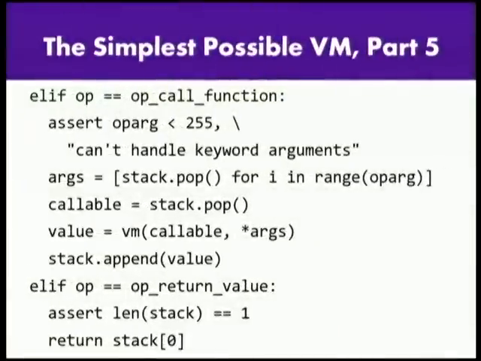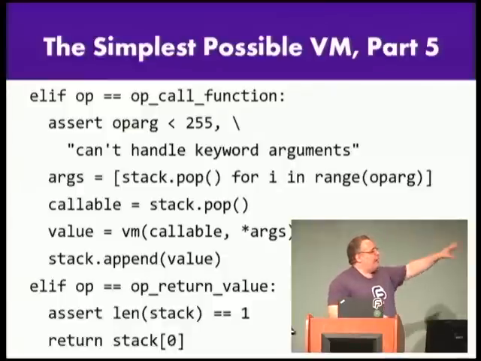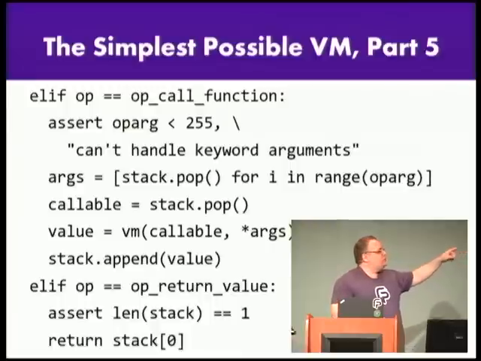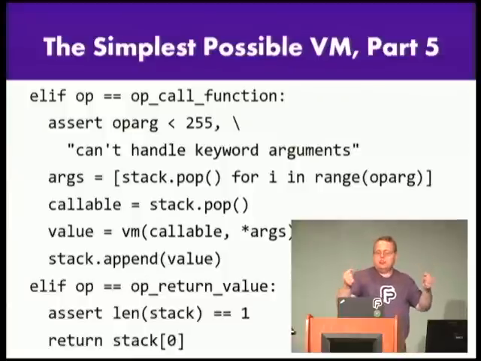There are only 2 more opcodes left. Call function, this handles recursion. Again, I only handle positional arguments in my VM, not keyword arguments. So if the number oparg is greater than 255, there were keyword only arguments, and I just exit. But if there are only positional arguments, I pop off that many arguments, with a range and list comprehension. So that's our args array.